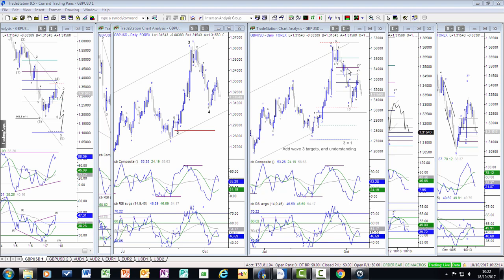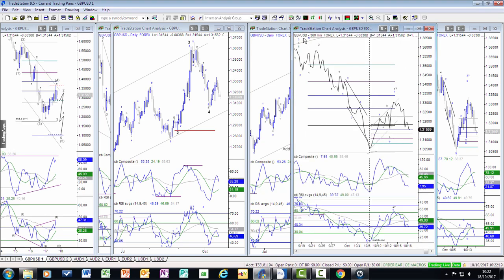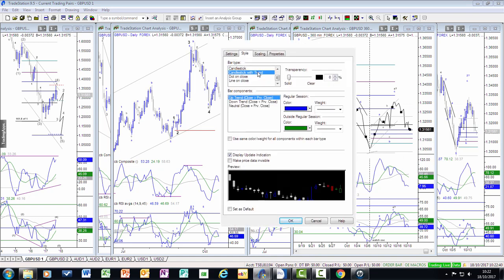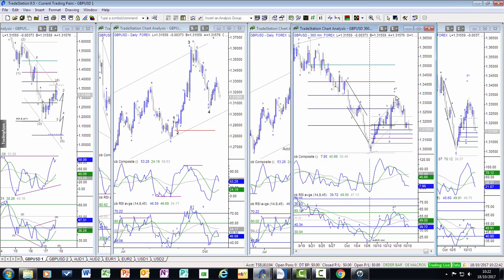because what's taken place after this 5 wave decline is an ABC, and this is a 360 minute chart. This is a line on close of this 5 wave decline, and you can see a very clear A, B, C, B, C to the upside, which has retraced. If I put that back to a candlestick chart, you will see it's retraced a very accurate 50% so far of this 5 wave decline. So we have waves 1, 2, 3, 4, 1, 2, 3, 4 and 5, A, expanded flat, B, C.